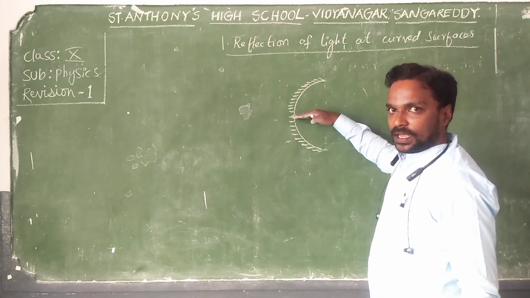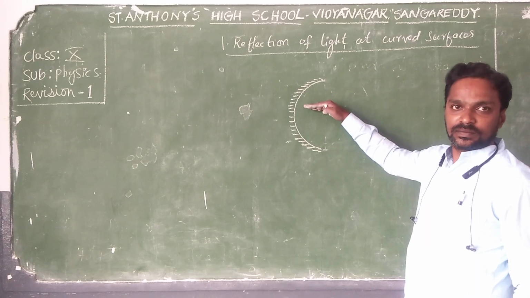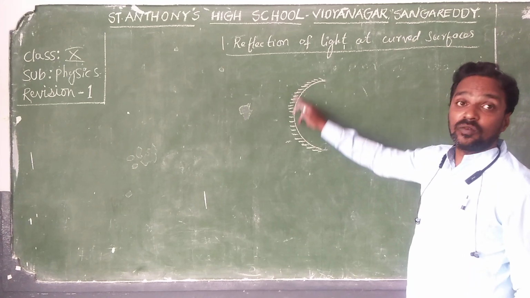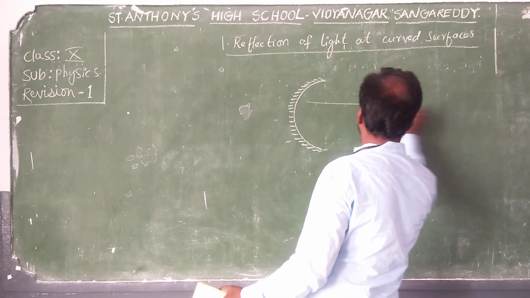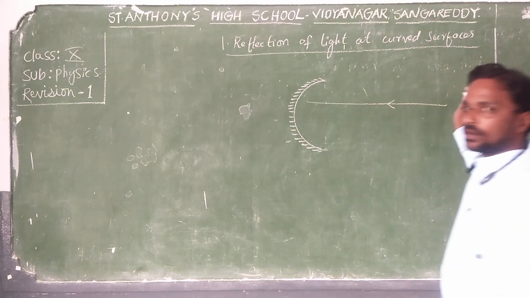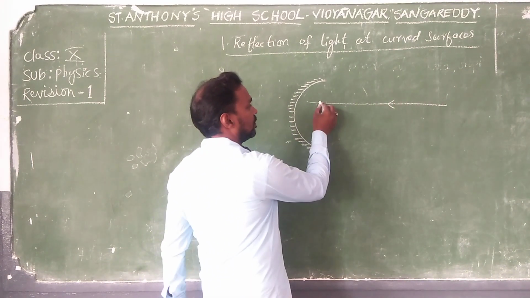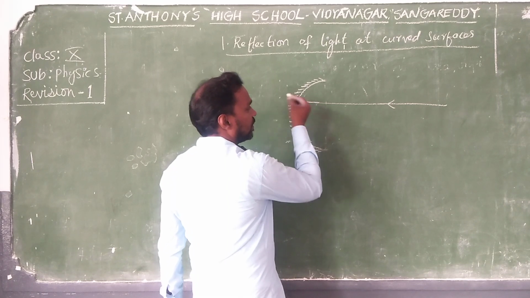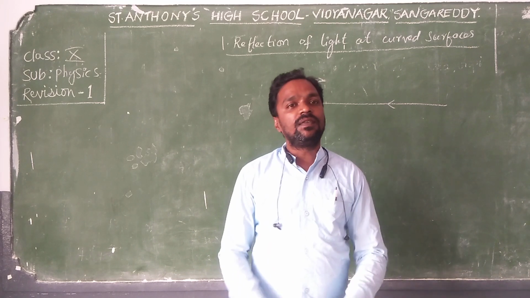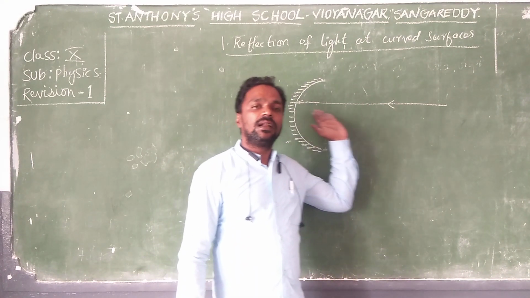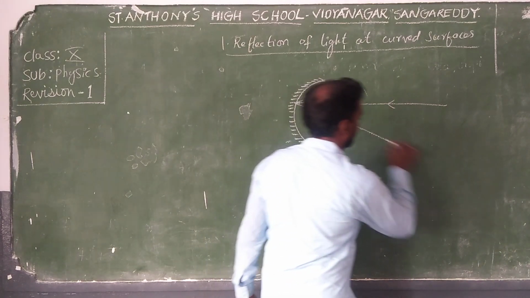This kind of mirror is called a converging mirror, or we can say a concave mirror. What happens when a light ray comes from infinity, from a source placed at some point? The light will come and hit the mirror. After hitting, it will reflect. Reflect is nothing but after hitting, it goes back into the same medium, bending like this.